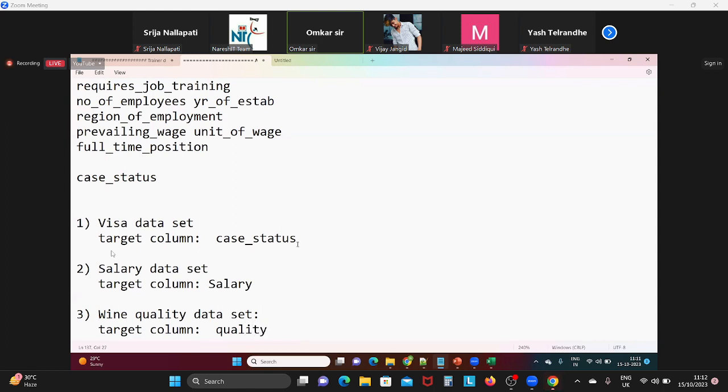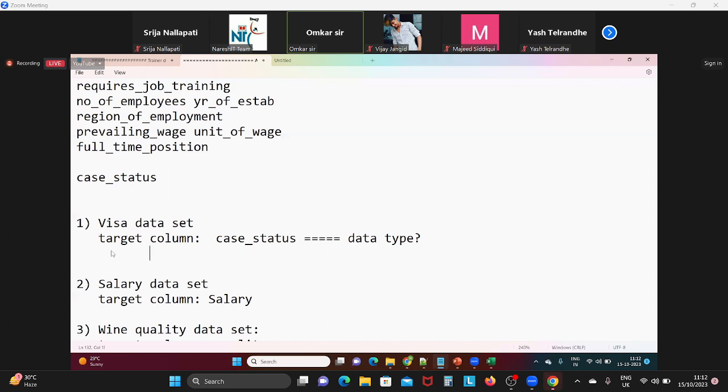Now you see, when case status is the target column, what is the data type? Is it a number or is it English? It is English, right? So it is English, and the data type we name it is called categorical data type.